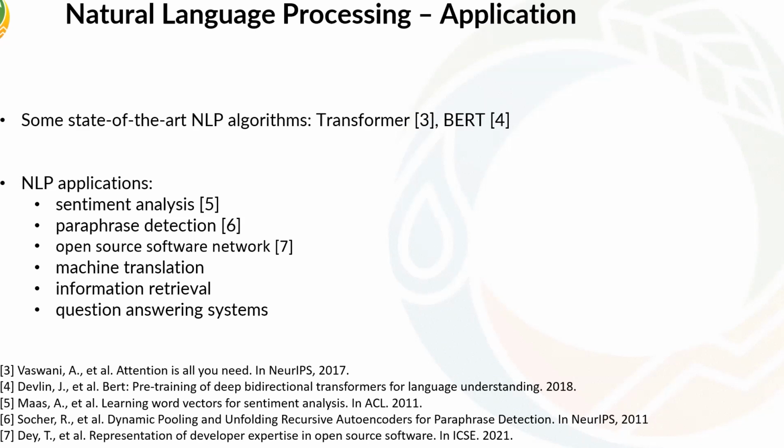So some researchers in the software engineering area, the software developers, actually use natural language processing algorithms to analyze open source software networks, such as GitHub, to analyze the commits a developer has made in GitHub, the software projects they have worked on, to find out their expertise, like a software development expertise. The other applications include machine translation, information retrieval, and question answering systems.